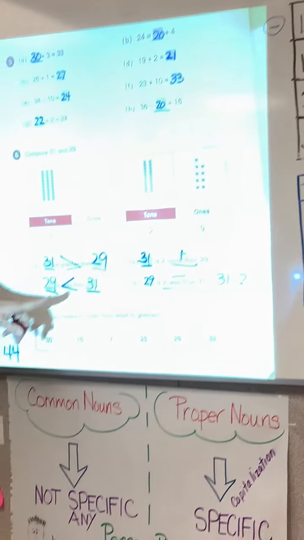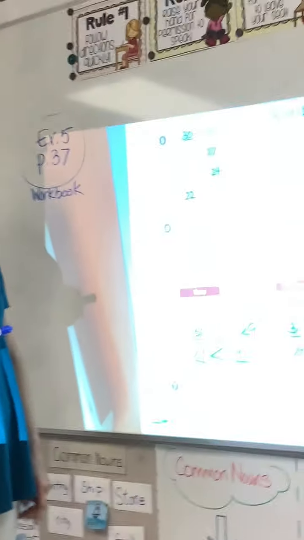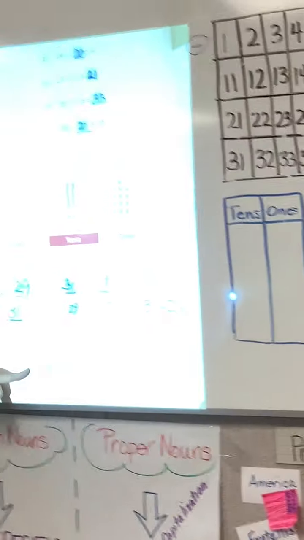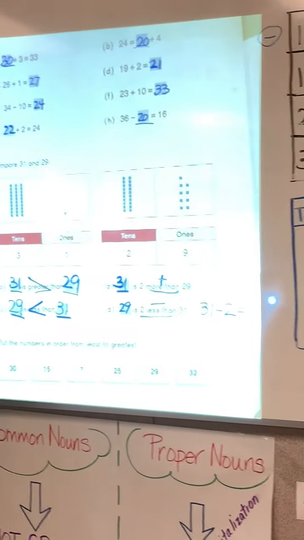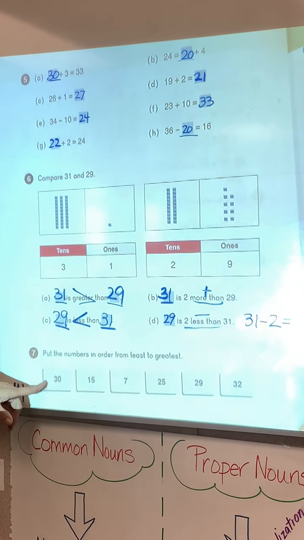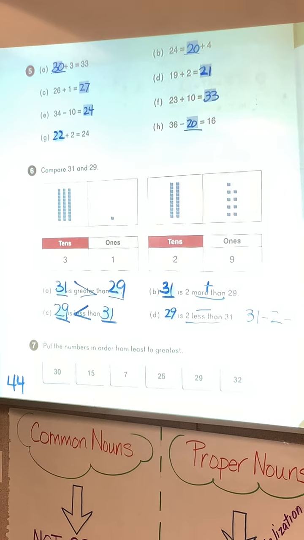Now we're going to do number 7. Put the numbers in order from least to greatest. Now this one's kind of tricky, and here's how I want to show you a very organized way to put them in order from the smallest number to the biggest number, okay?